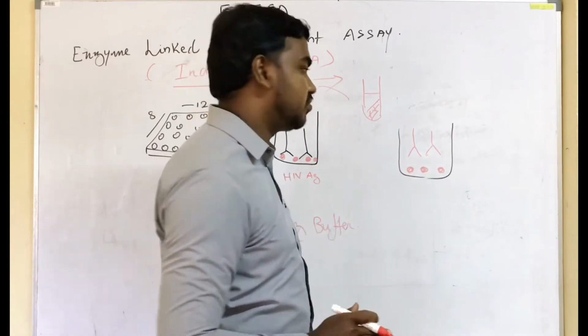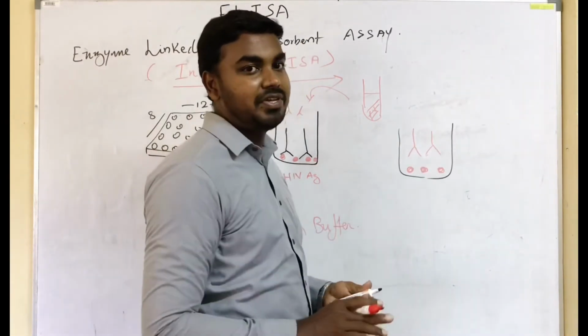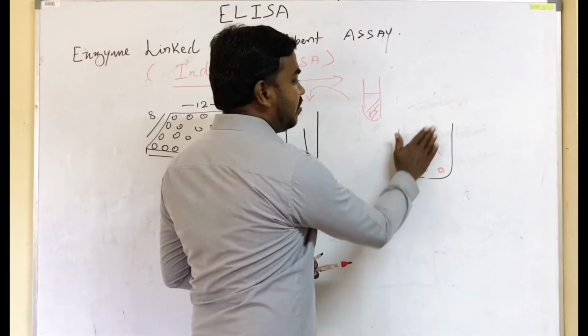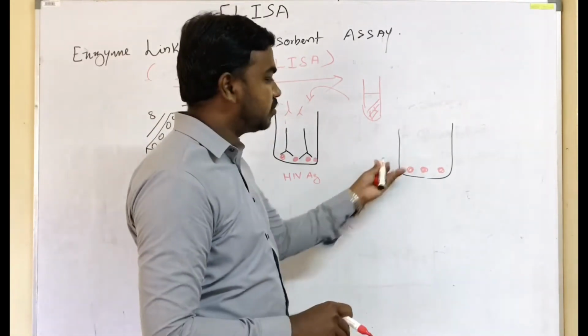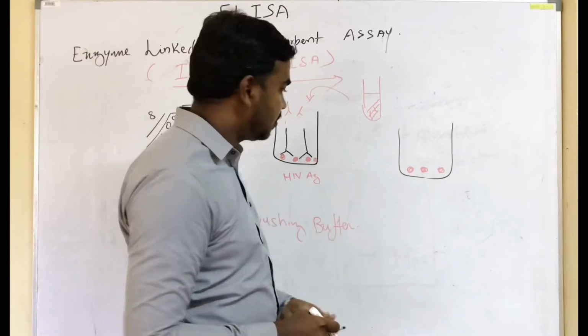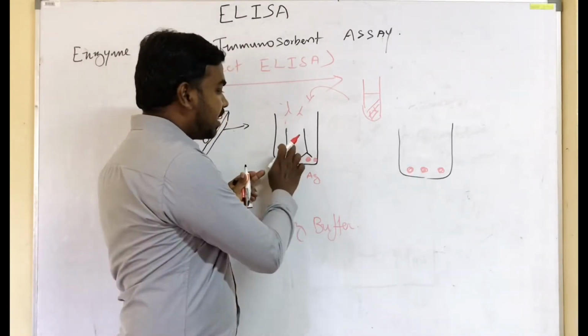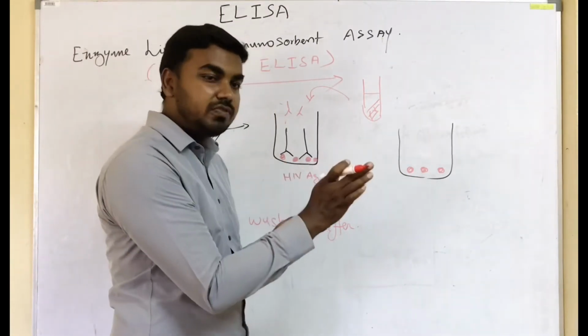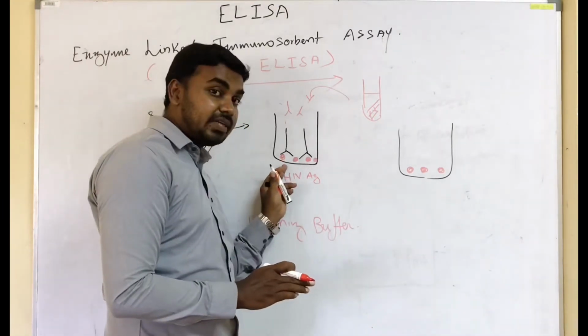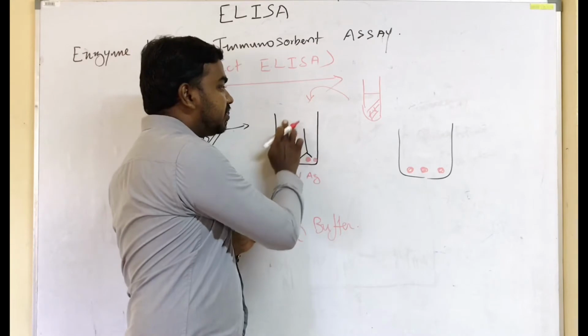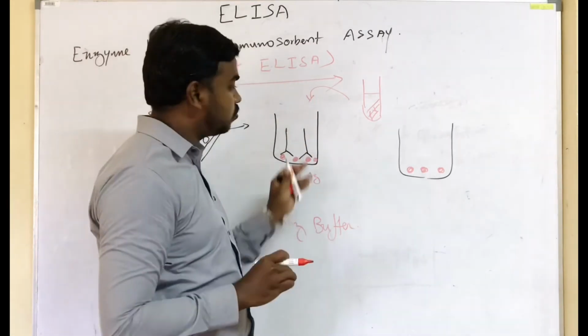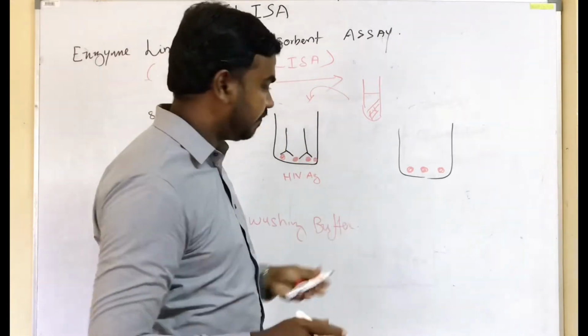HIV antibodies. So once I wash, what will happen here? All those will be gone. There won't be any antibodies because there is no attachment, there is no reaction. But here what will happen? This antibody antigen will not be washed. Why? This is attached. So unnecessary, unbound antigens or antibody reactions will be washed off.